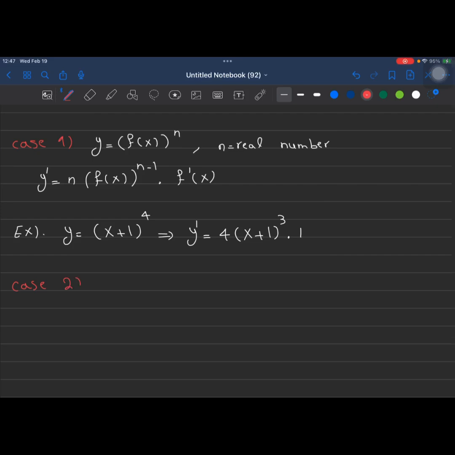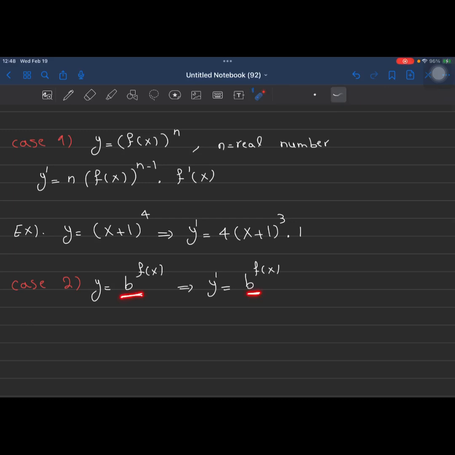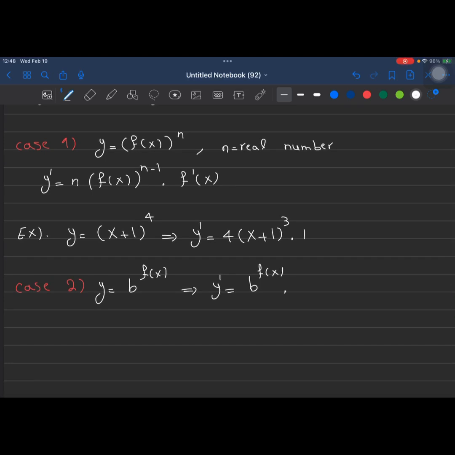Case number two is when you have y equal to b to the power of f of x. And here b is a positive integer. In this case, to find the derivative of y, you have to use the chain rule, which is going to be y prime is equal to b to the power of f of x. So you repeat the function, you write it again here, multiply by the derivative of the exponent, which is going to be f prime of x, and then you multiply by ln of b.